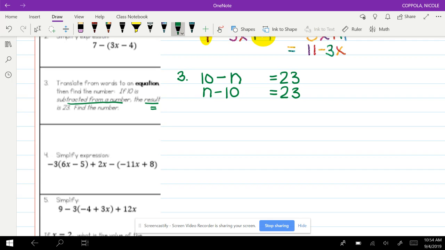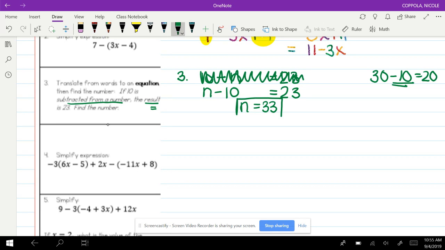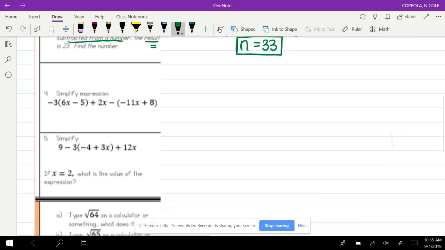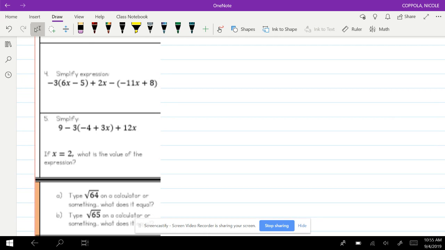So think about it. 10 is subtracted from a number. Here's a number, 30. Subtract 10 from it. That's going to give me 20. So I need the -10 to come second. So this one is actually not correct, and that's a common mistake. n minus 10 is 23. So you could solve this by adding 10 to both sides, or maybe you just know that your number has to be 33, because 33 minus 10 is 23. Next one.